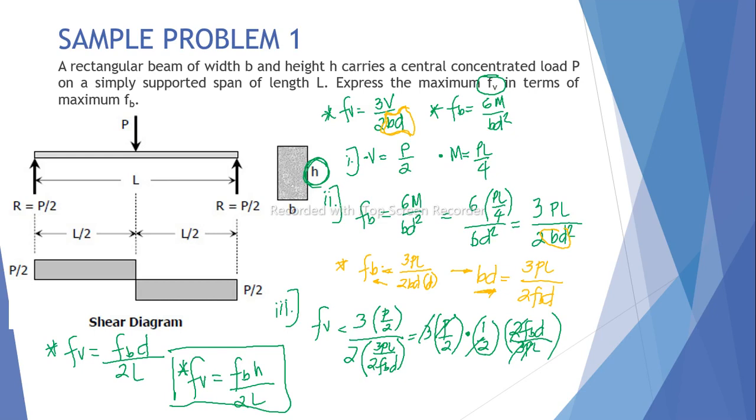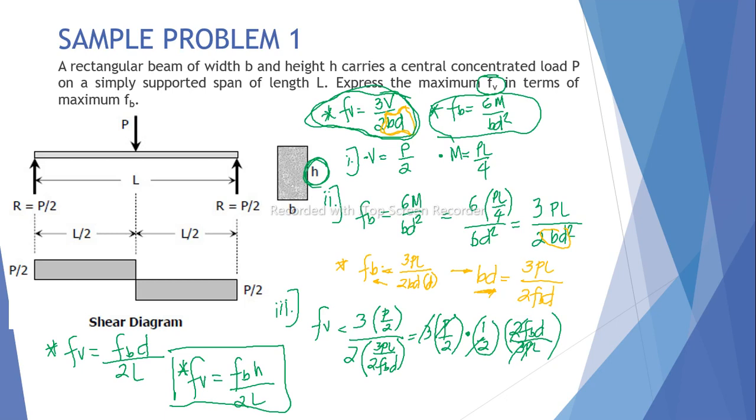What we did is we were given the width and height of the beam and also the length of the beam. The condition was to express the maximum shearing stress in terms of the maximum bending stress. We know that the maximum shearing stress for a rectangle is equal to 3V over 2BD. It is important that you memorize this, instead of using VQ over IB, which is a longer process. This is also a rectangle, and for the bending, that is 6M over BD squared, so we manipulate these.